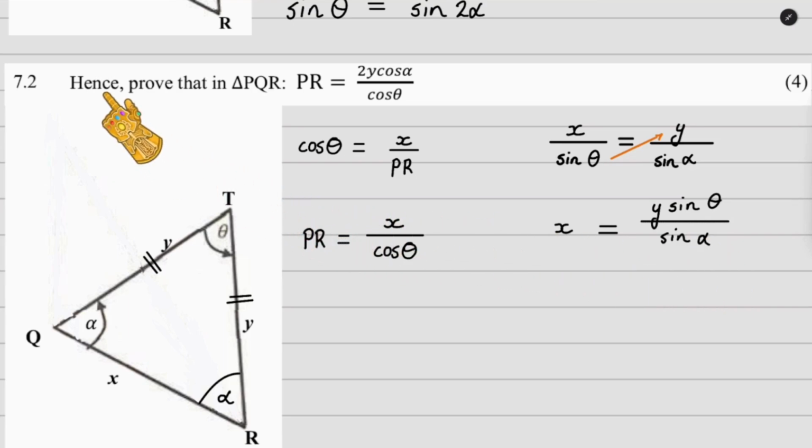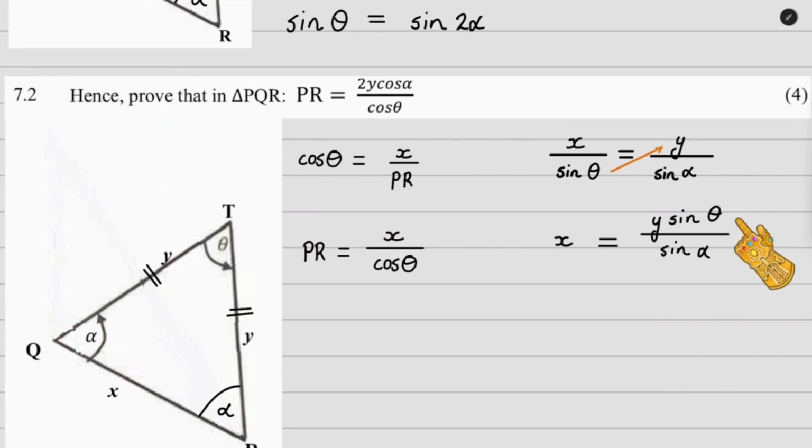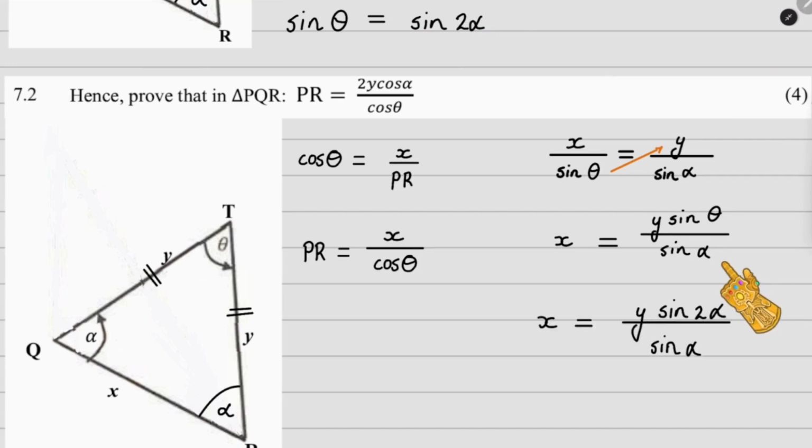Now this word becomes important, hence. So this sine of theta here, I'm going to change it to sine of 2 alpha. And I knew to do that because of the word hence. Hence means use your previous answer to help you. I was getting quite stuck here. I didn't know what to do. So if I look at hence, I can change sine theta to sine 2 alpha.